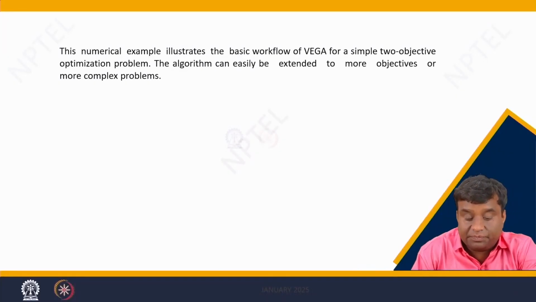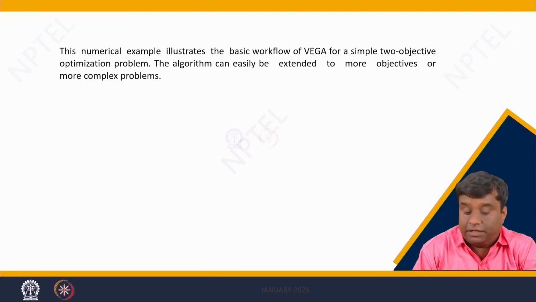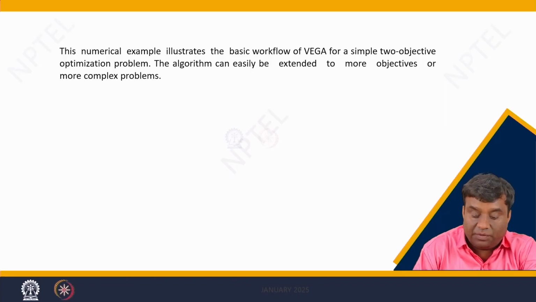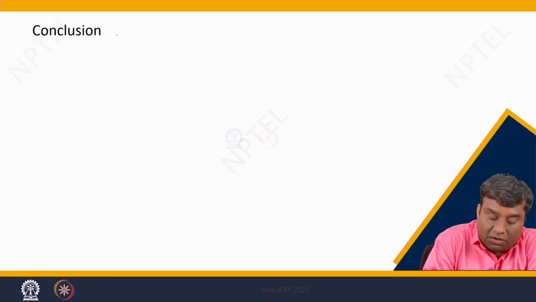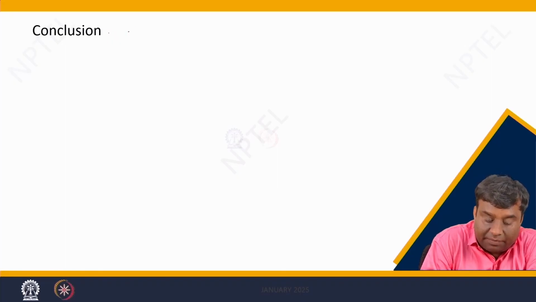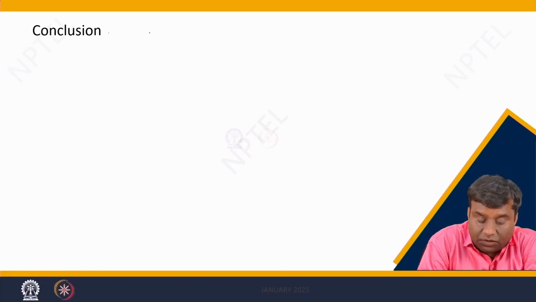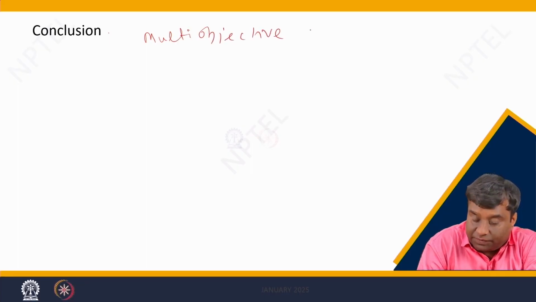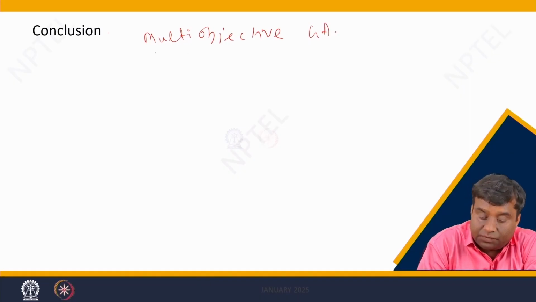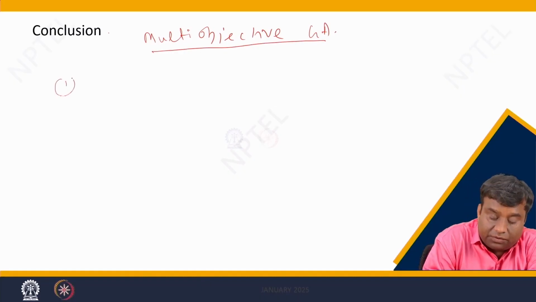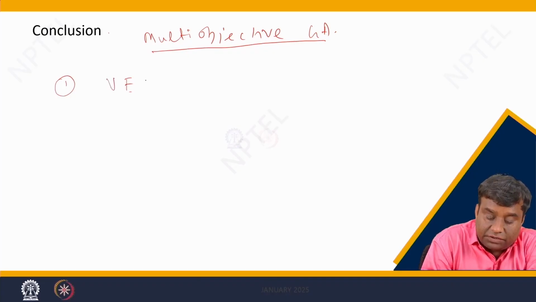So this numerical example illustrates a basic workflow of VEGA for a simple two-objective optimization problem. The algorithm can easily be extended to more objectives or more complex problems. So in conclusion, today we have understood the basic concept of multi-objective genetic algorithms, and we have understood one method. This is vector evaluated genetic algorithms.